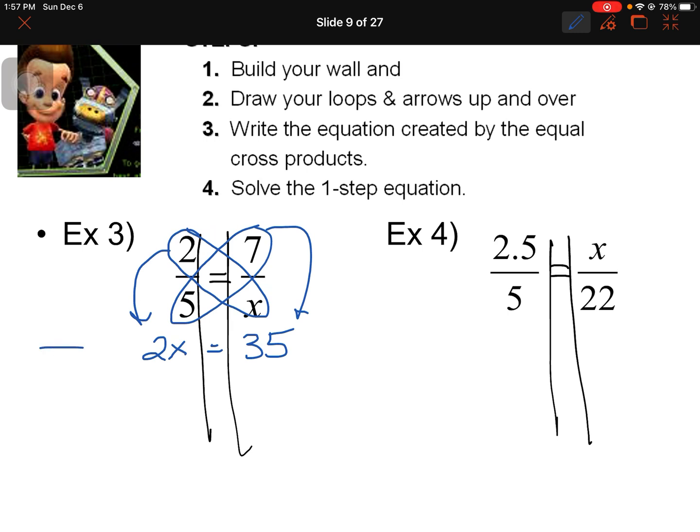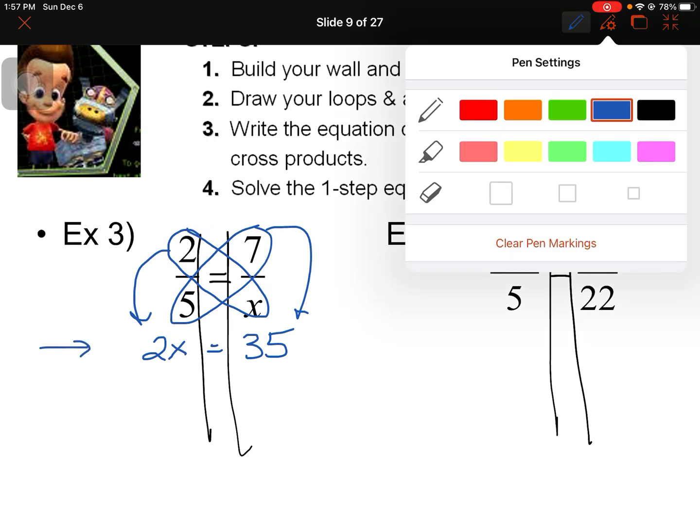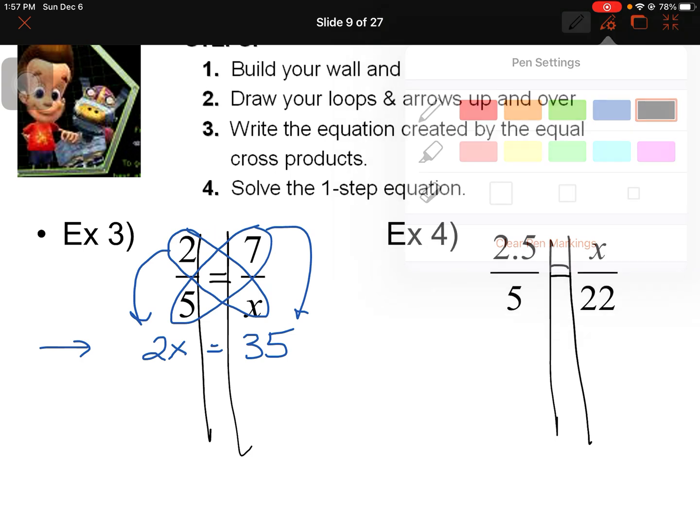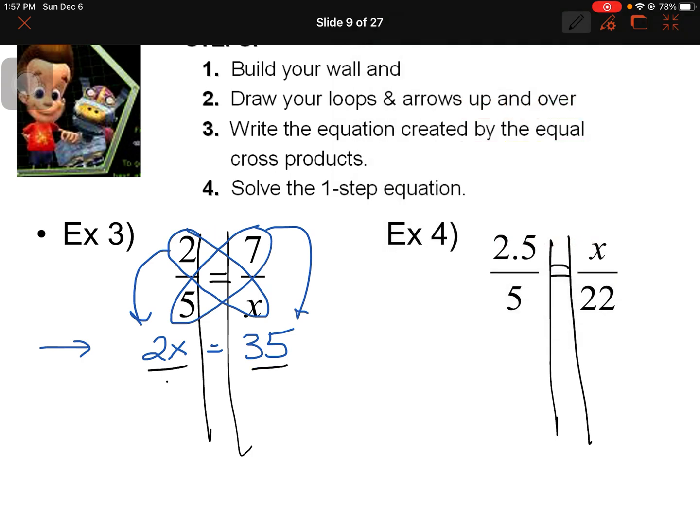Now, we just have a basic one-step equation. There's Elsa. Elsa wants to be all by herself, so we're going to isolate Elsa by dividing by 2. So we're going to cross that off. And x is going to be equal to, so you go ahead and take your calculator and you do your 35 divided by 2, and you get 17.5. And so the value that makes it true is x is 17.5.